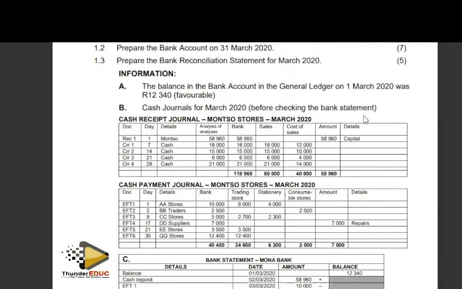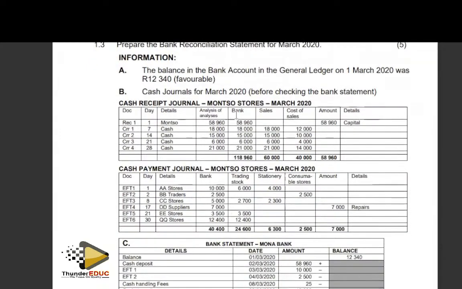Now, this is what we see here. This is your cash receipts journal. Remember from your grade 8, 9, come grade 10, you are doing these journals, right? By now, I expect you to know what a cash receipts journal is. Just briefly to remind you, this is where you record all cash receipts. Whenever you receive money in the business, you record it in the cash receipts journal.